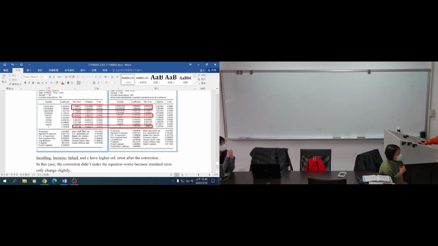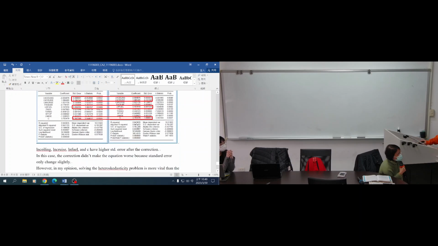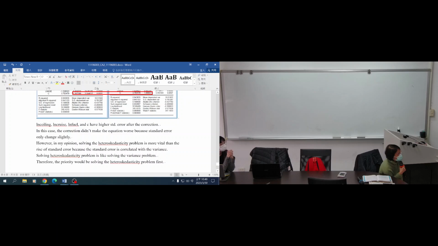And the question here is, doesn't this make the equation worse? In my opinion, solving the heteroscedasticity problem is more vital than the slight rise of the standard error. So I would still solve the heteroscedasticity problem first. Okay, thank you very much.